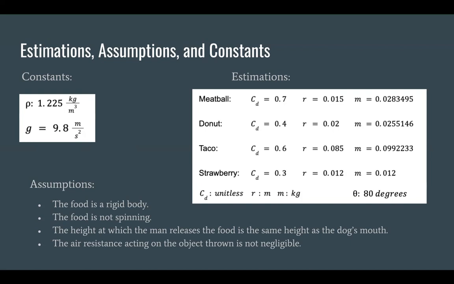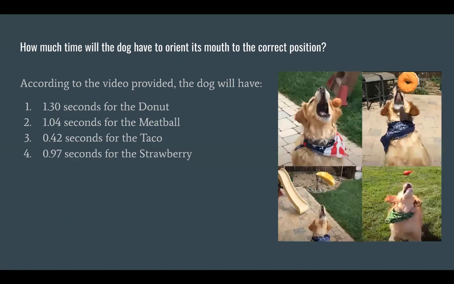We chose 4 specific foods that were thrown in the videos to analyze drag, which each had a different shape: the meatball, the donut, the taco, and the strawberry. Through research, we found the coefficients of drag, radius, and mass of these foods to use as estimates. We assumed that he threw the food at an angle of 80 degrees with respect to the ground and used the constants for density of air and acceleration due to gravity.